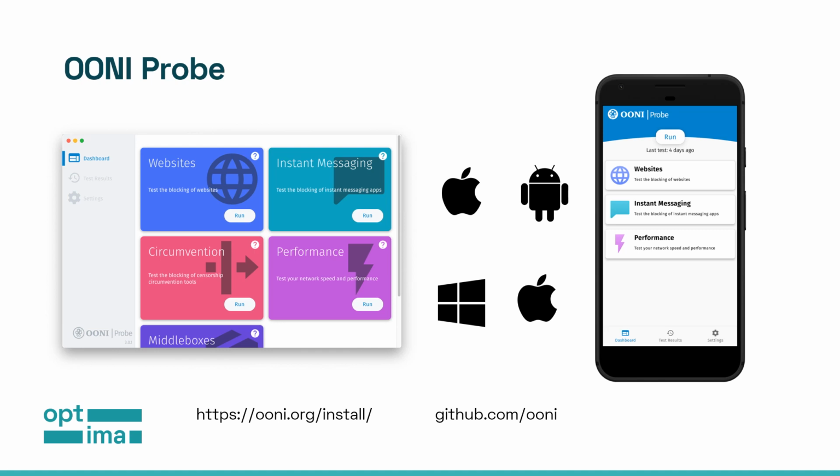And we also have a version for F-Droid. You can also get OONI Probe on desktop, on Windows and Mac. And if you are interested in running it on Linux, you can also install it from the command line tool that we have available on our website. You can find the links for installing OONI Probe through the install page on our website, the link of which is provided here in the slide.